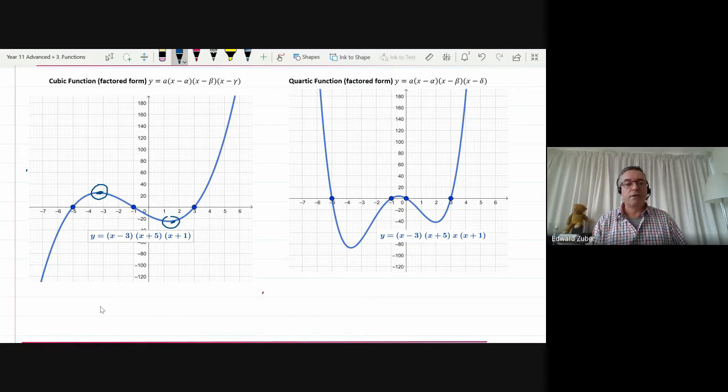Now, we do have a clue, however, what this value is, and that's going to help us draw the curve. So what is this value? This is the value when x is 0.